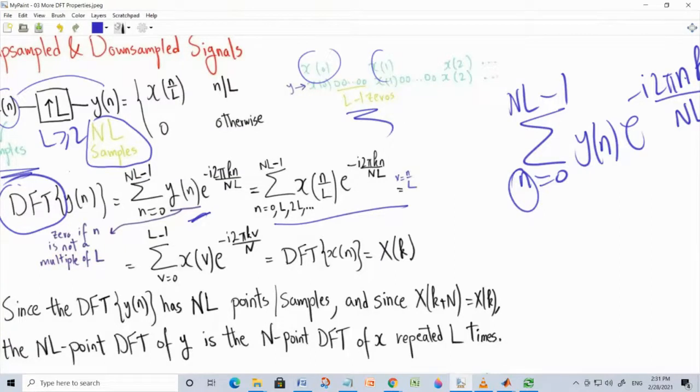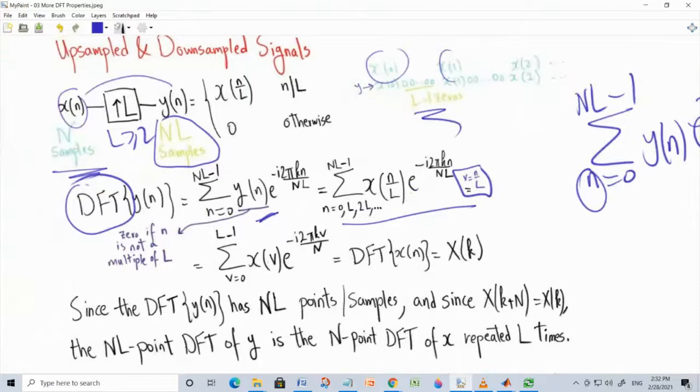Then you want to express the DFT of y in terms of the DFT of x. The way to go is the conventional way of changing your summation index. We will say that v is equal to n over L, and when you do so, you get this summation here. Then you look at this summation, summation v from 0 to, basically this should be n, this is an error, n minus 1, x[v] e to the minus i 2 pi kv over n. Oh, that's the DFT of x[n]. That's exactly the DFT of x[n].